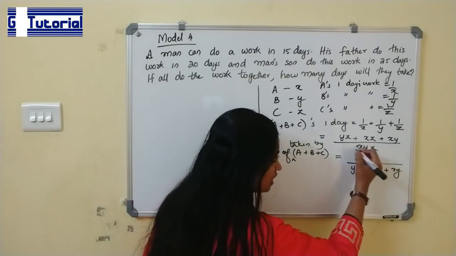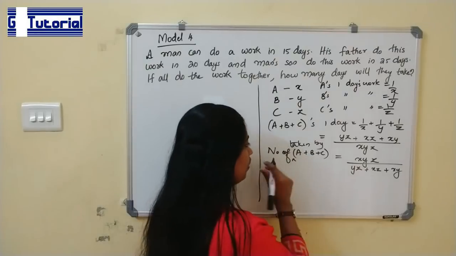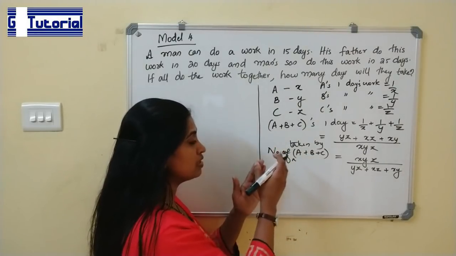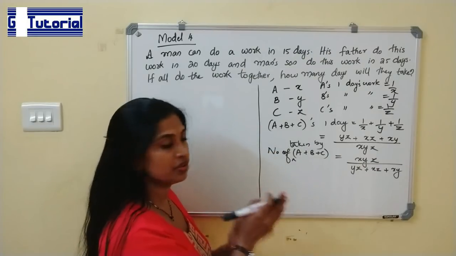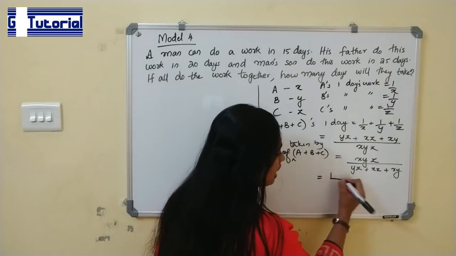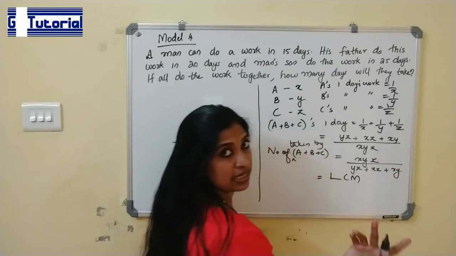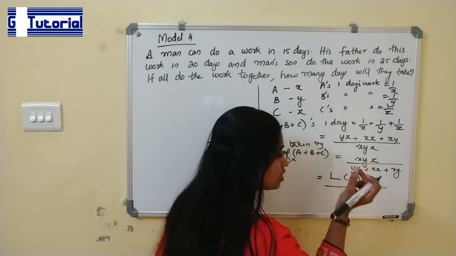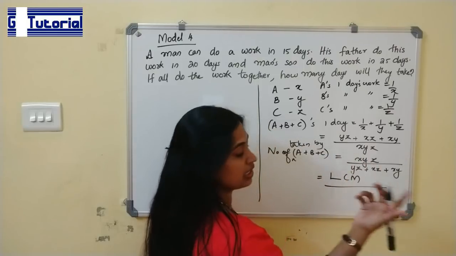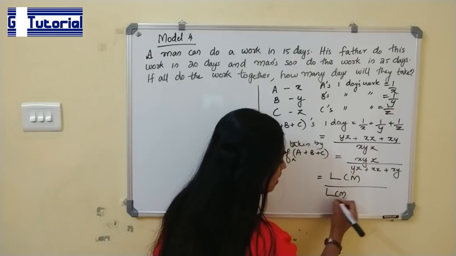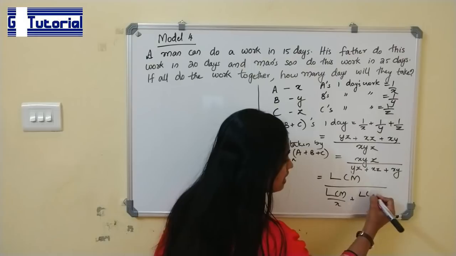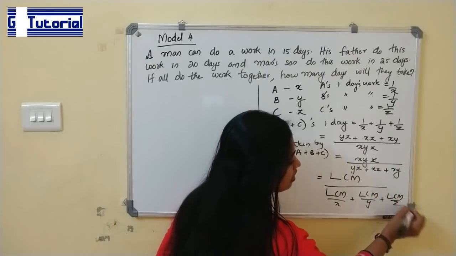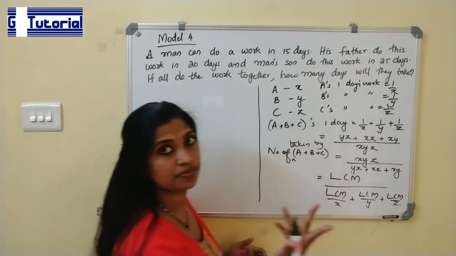You know that XYZ is an LCM. So when it is asked how many days the 3 persons together will take to do the work, just do this LCM. XYZ is the LCM. We are dividing LCM by X to obtain YZ. Similarly, here also we have to do LCM by X plus LCM by Y plus LCM by Z. You just do this, you will get the answer.